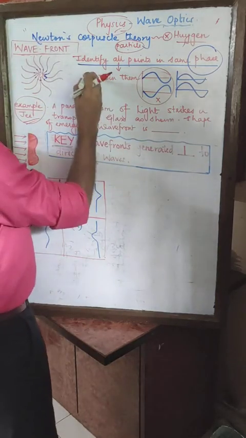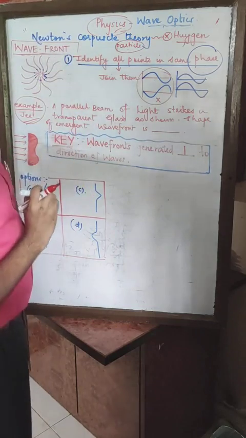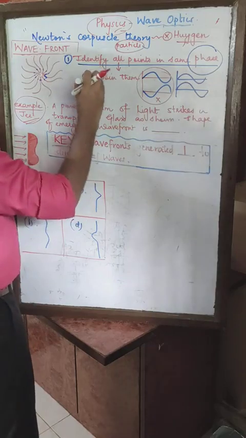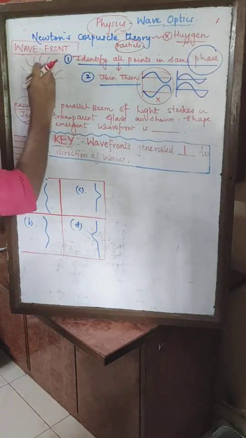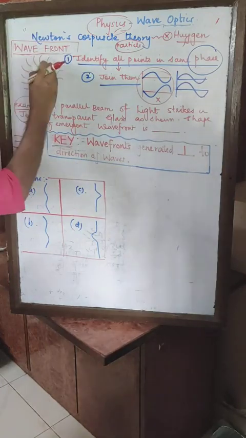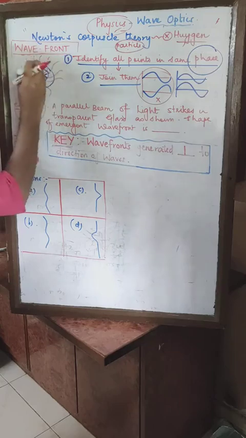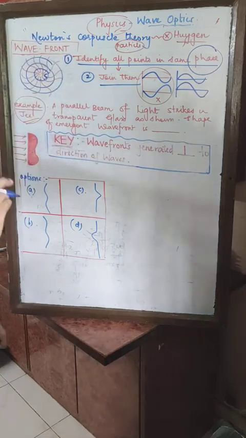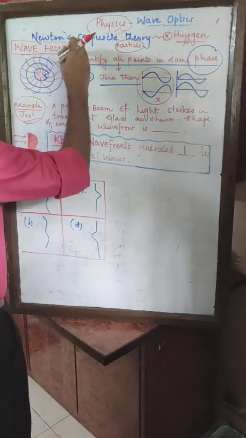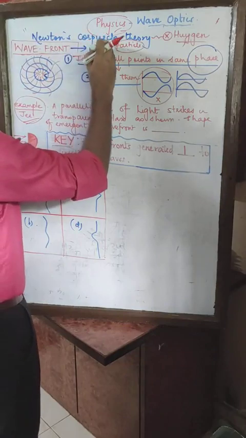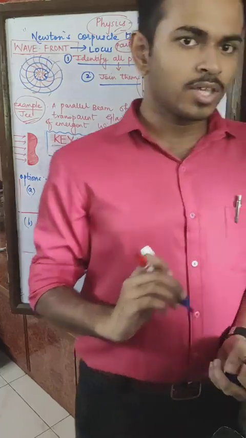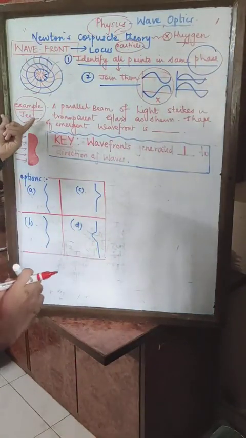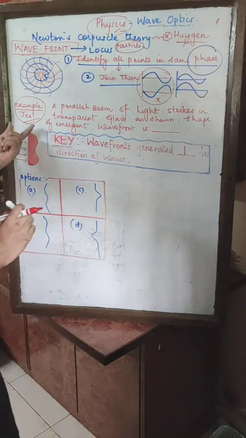This was the first step, identifying all the points in the same phase. The second step is to join them. Join this pattern. Similarly, you will get this. So these are nothing but wavefronts. In short, you can say that a wavefront is nothing but the locus of points in the same phase. Now we can understand one example which was asked in JEE.